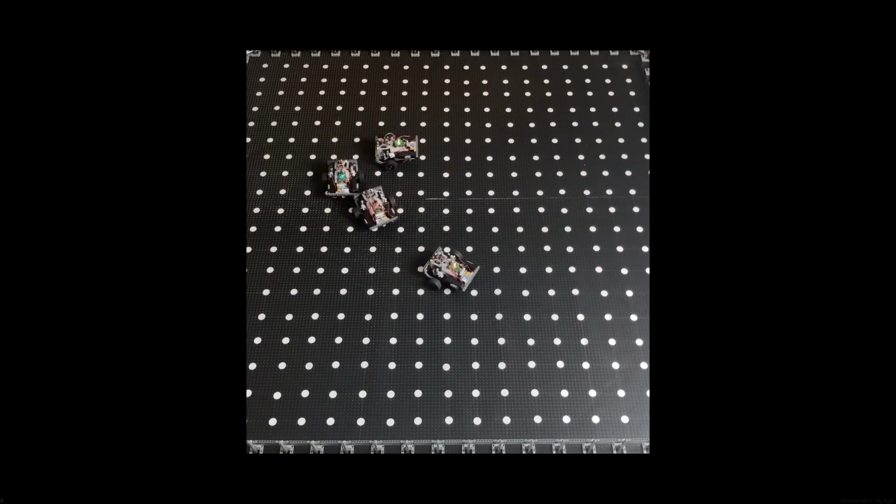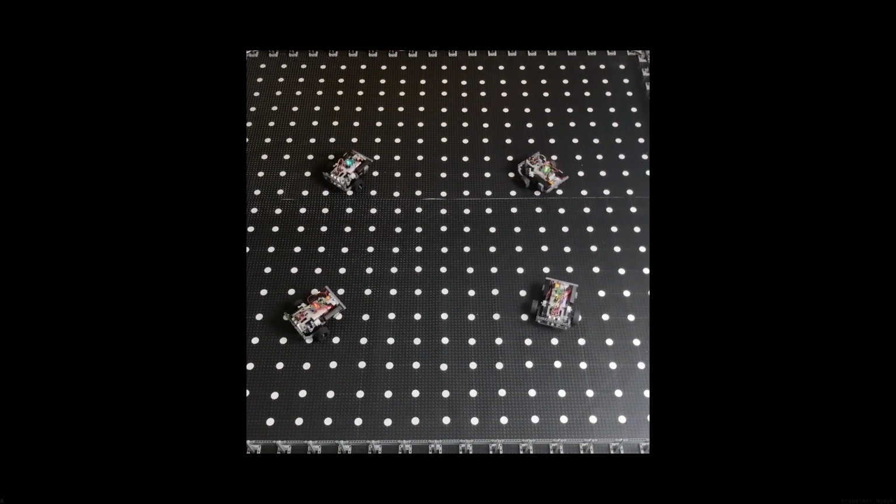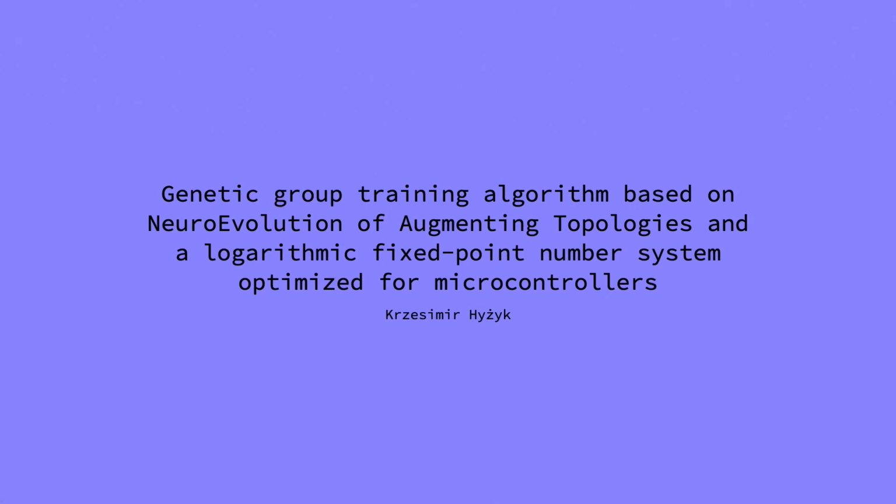However, with these constraints, the cars have still learned how to drive together whilst avoiding each other. So this is the basic overview of my project. If you have any questions, I'm welcome to answer them. Thank you.